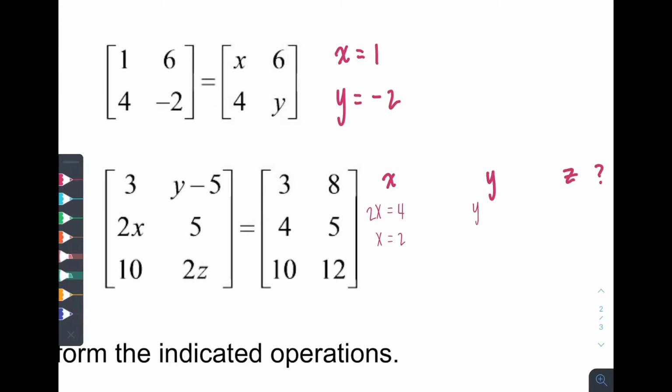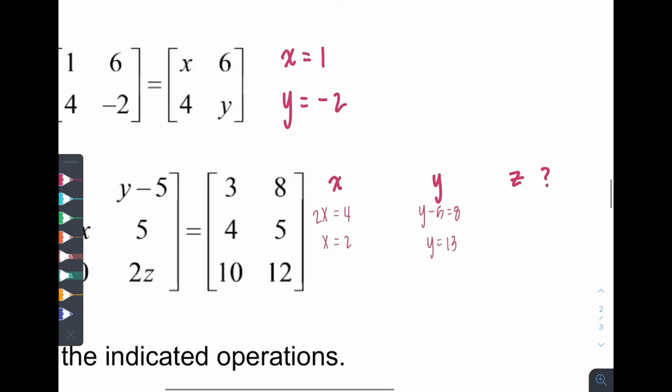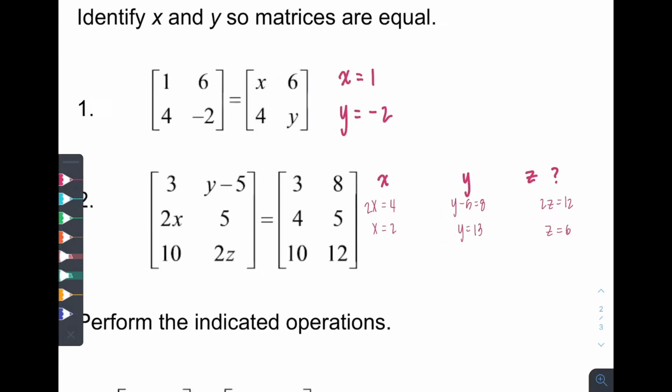You should have said y minus 5 is equal to 8 and solved, so y is equal to 13. And then for z, you should have said 2z is equal to 12, so then z is equal to 6.